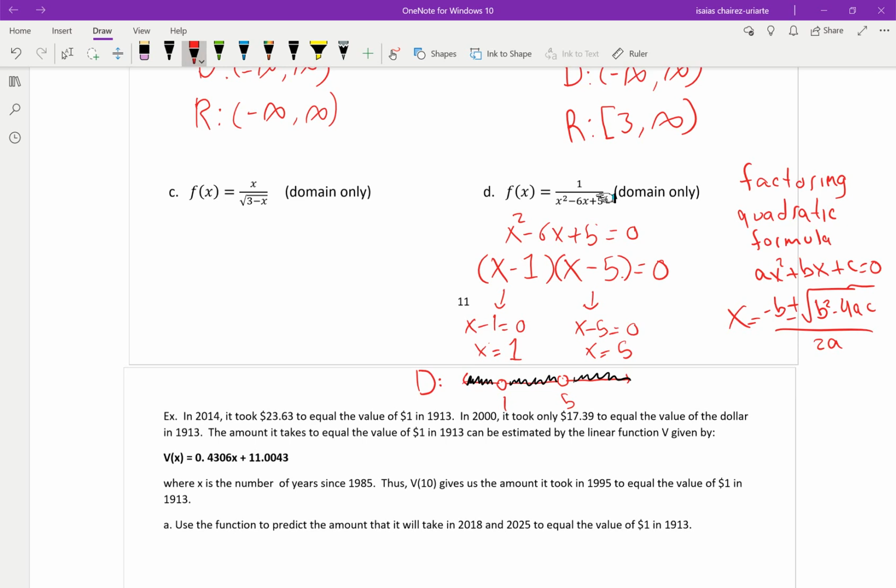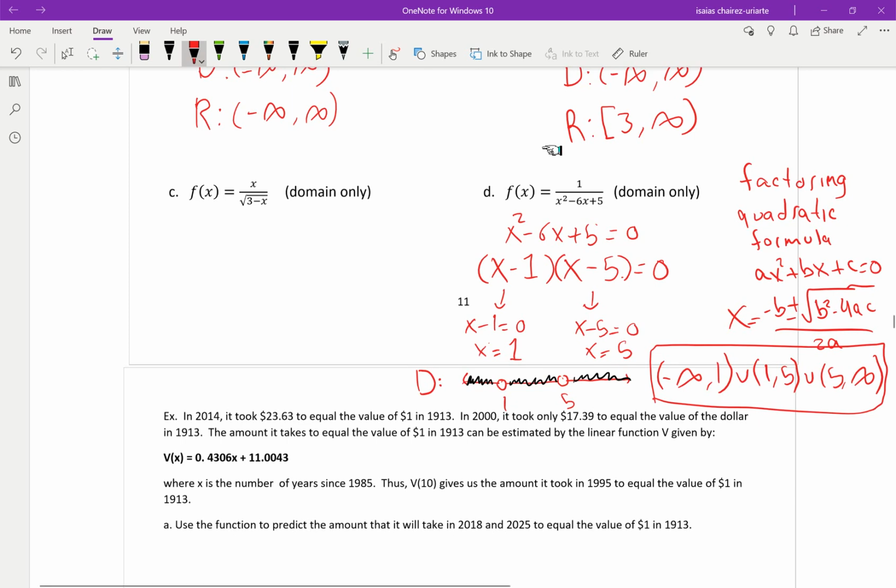So how do we describe that using interval notation? I would describe it like this: negative infinity to 1, parentheses, union 1 to 5, and then union 5 to infinity. That's what I would conclude is the domain for this function. Okay, let's think about the next one. You should pause the video and see if you can do this one on your own.